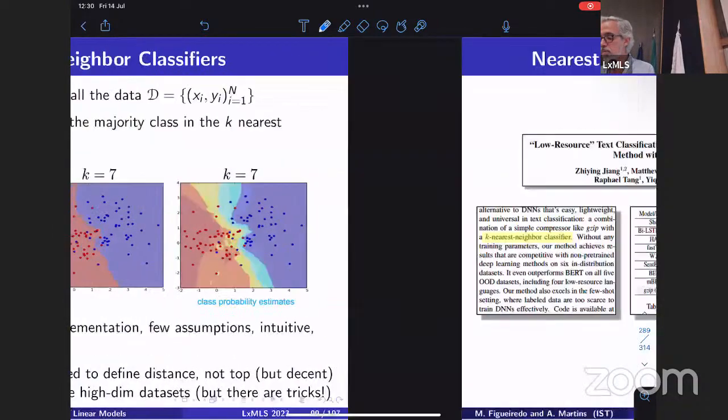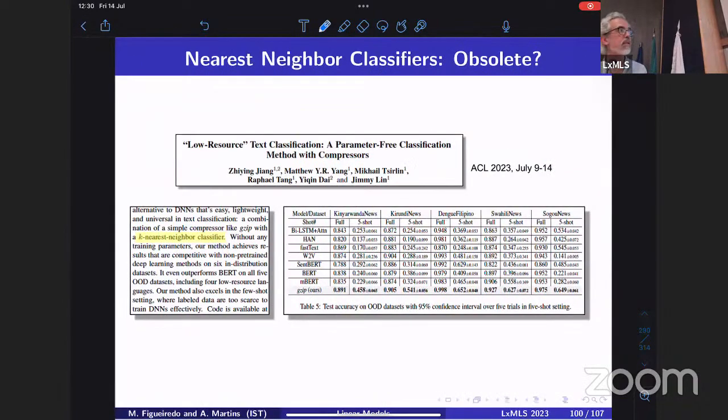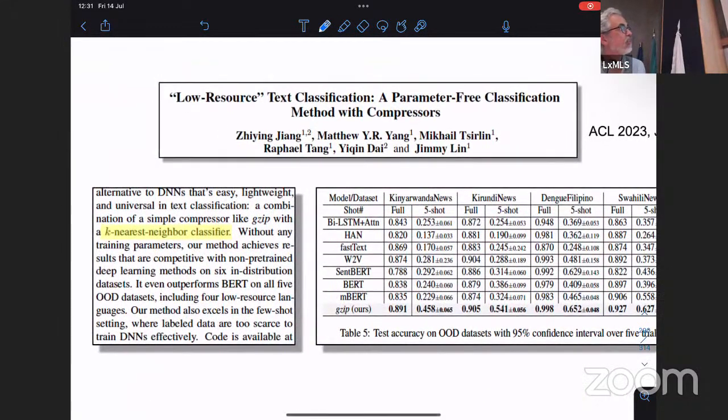We may wonder if this is an obsolete technique. So yesterday someone sent me this paper. This is being presented this week at ACL, where Andre is right now. It's called "Low-Resource Text Classification: A Parameter-Free Method Using Compressors." And as you see in yellow there, it uses just a k-nearest neighbor classifier.